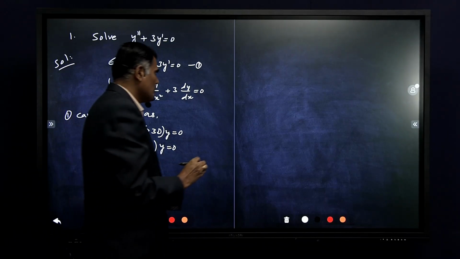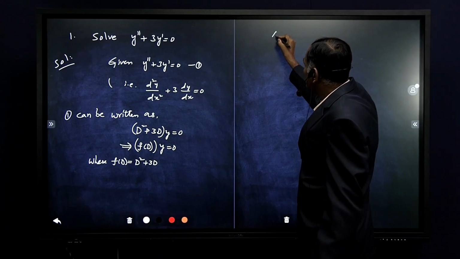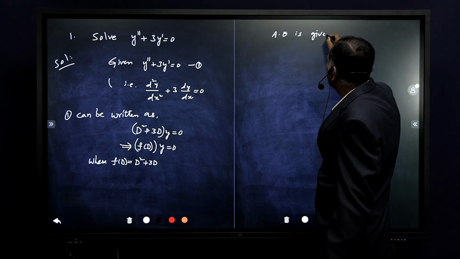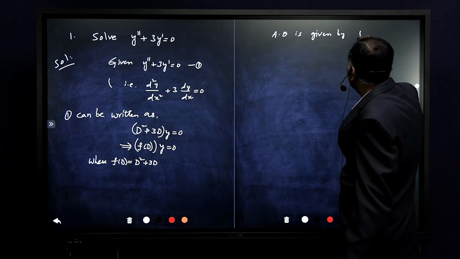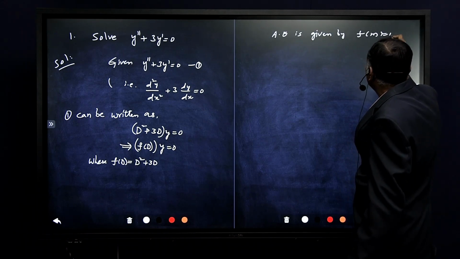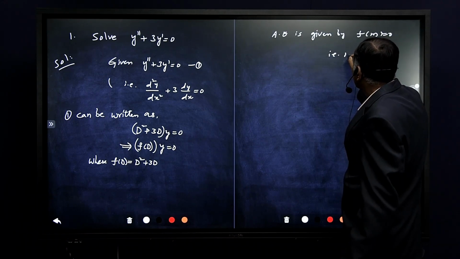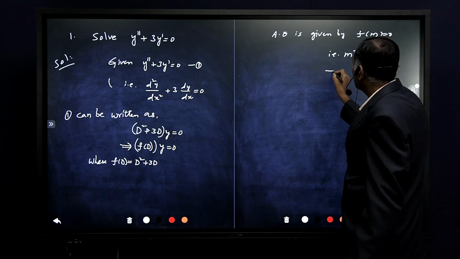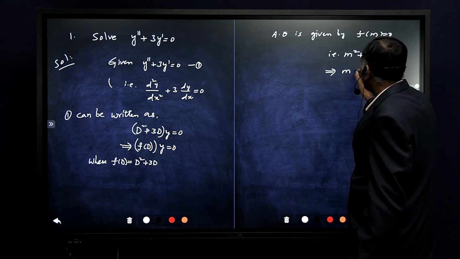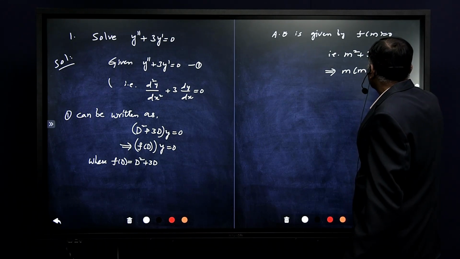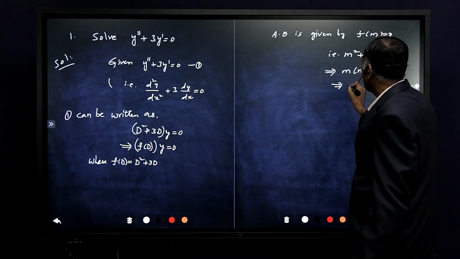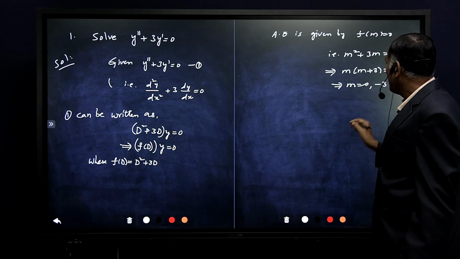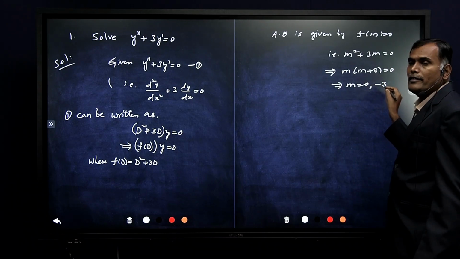Now write the auxiliary equation. The auxiliary equation is given by f of m equals 0, that is nothing but m squared plus 3m equals 0. Now solve this one for m values. We get 0 and minus 3 as the m values, the roots of the auxiliary equation. Now clearly these roots are real and distinct.